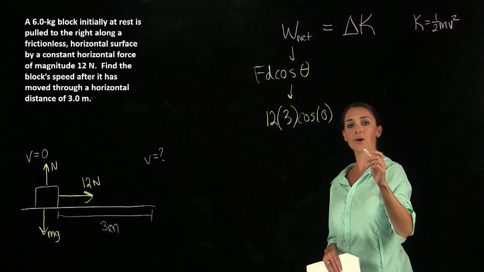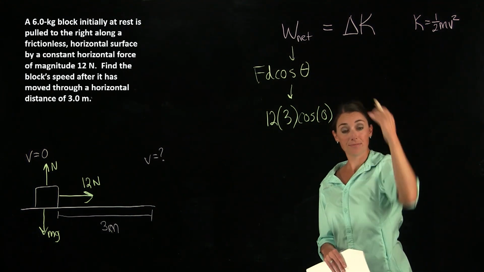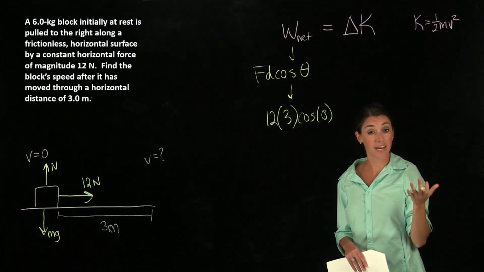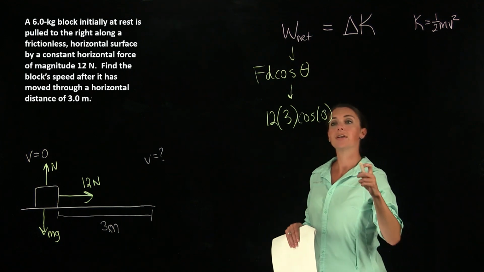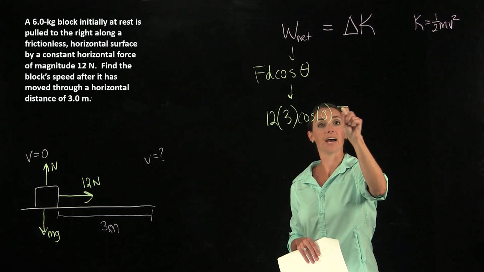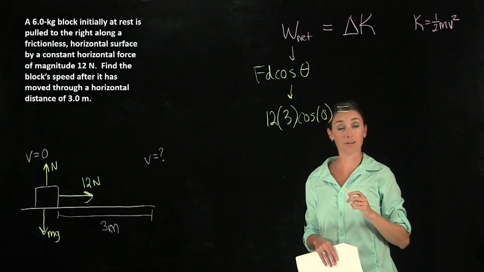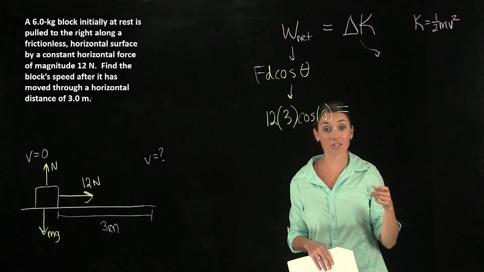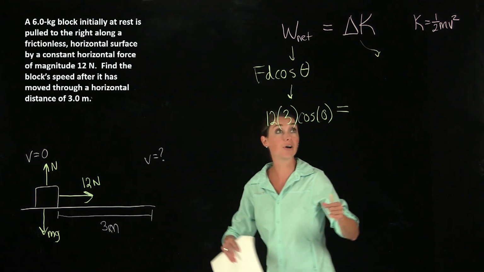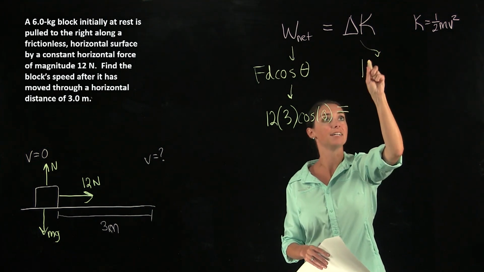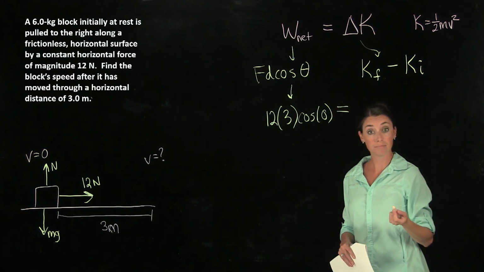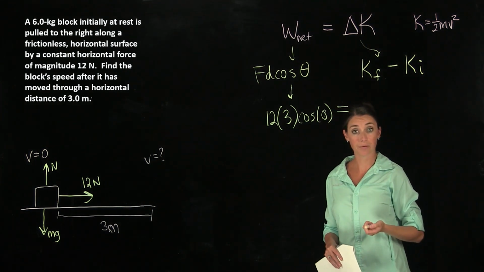Okay. So I need to set that equal to, remembering the other side of the equation now, that this work is going to tell us about what our kinetic energy does. How does it change? So I know that 12 times 3 times 1 is going to have to equal the change in kinetic energy. Well, remember, a change in anything is just going to be the final state minus the initial state. So if it's a delta K, then we're looking at kinetic energy final minus kinetic energy initial. Delta K, there's the delta part, okay?